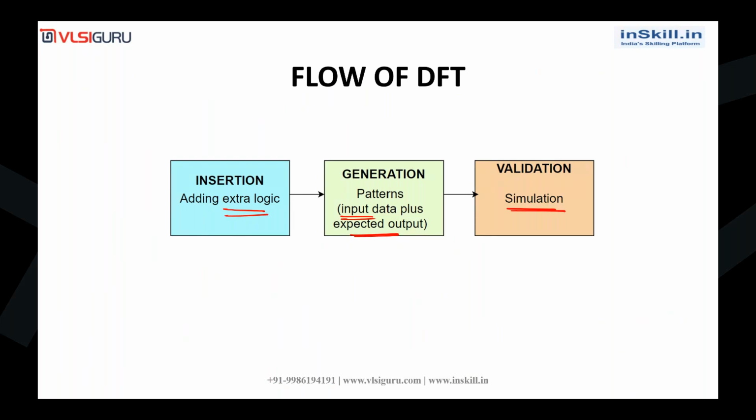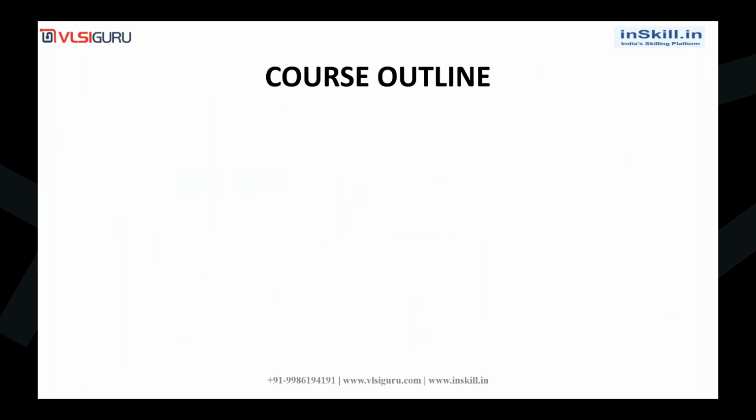We'll try to understand this complete flow as well as the course overview. What are the topics covered in our course, both in theory as well as labs? What are the course contents which will be covered in our course? We will try to understand it in the upcoming slides. Okay, so this is our course outline.